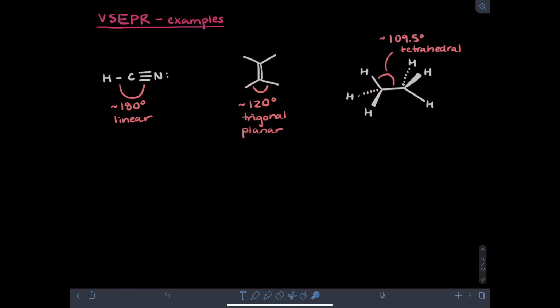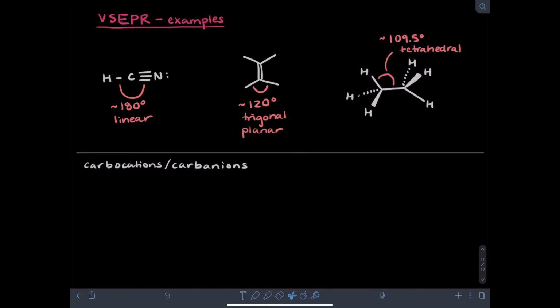And since I have 4 electron groups, I'd predict a geometry of tetrahedral with bond angles of about 109.5. I want to specifically highlight carbocations and carbanions as our charged carbon species that we'll see pretty often. Here's an example of the simplest carbocation, the methyl carbocation.